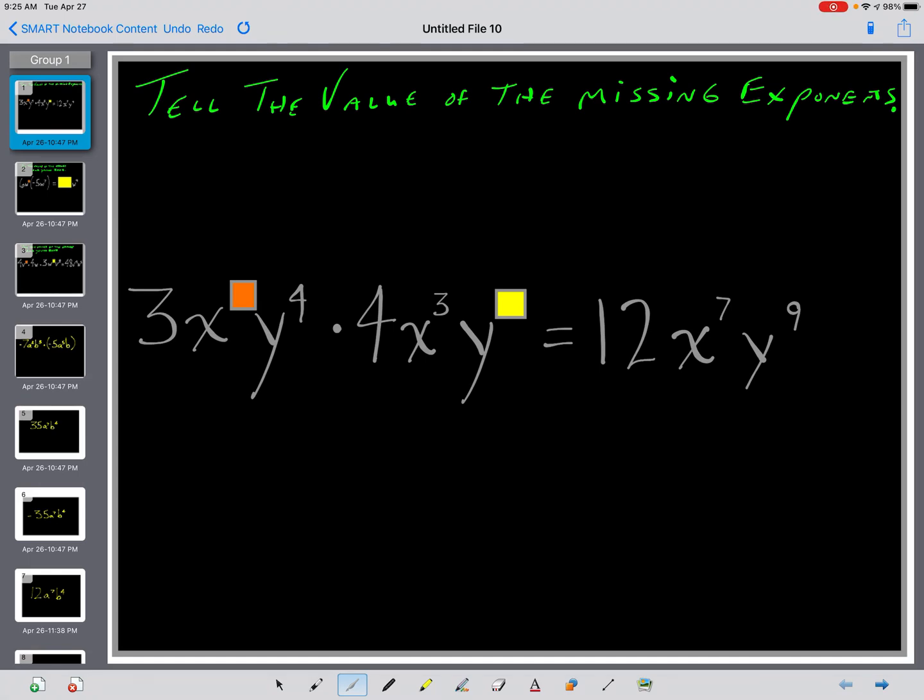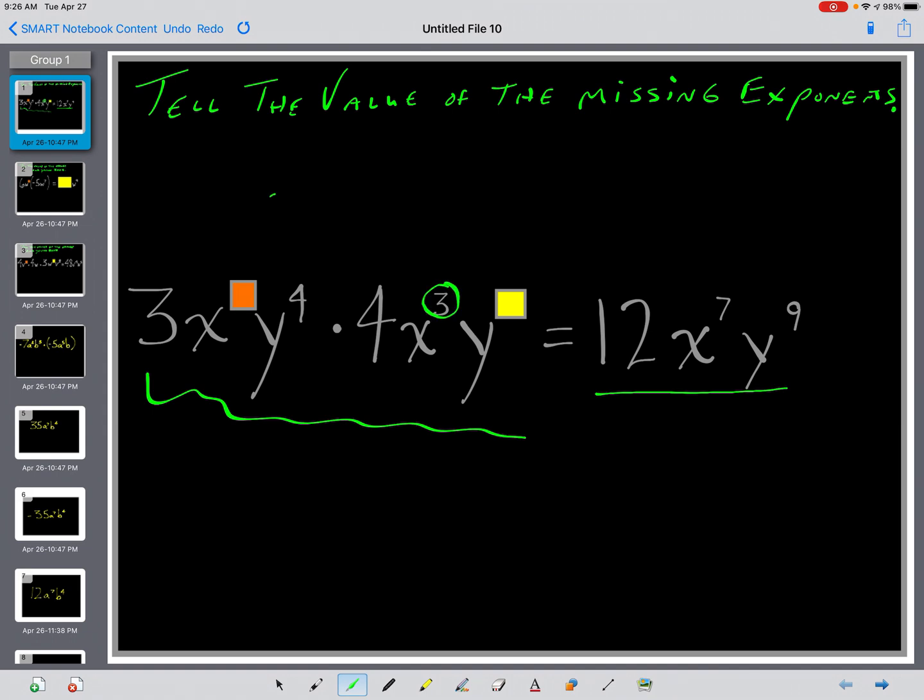So we're asked to tell the value of the missing exponents. Here we have a product given where we have 12x to the 7th, y to the 9th. And so we must look at the exponent values in the monomial here. And we see that for x we're given 3.